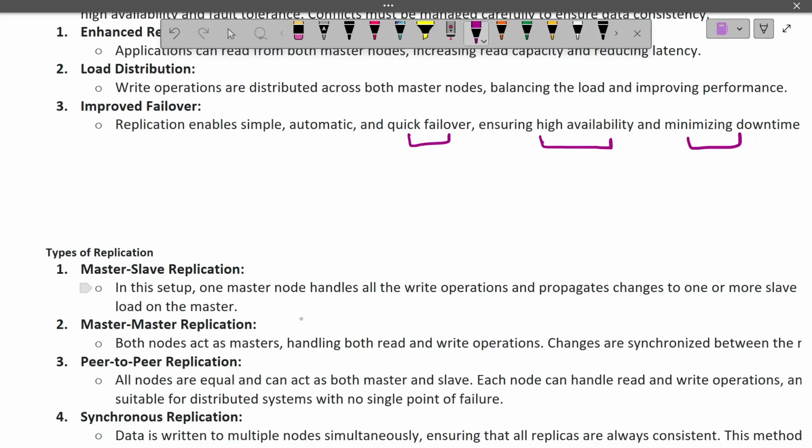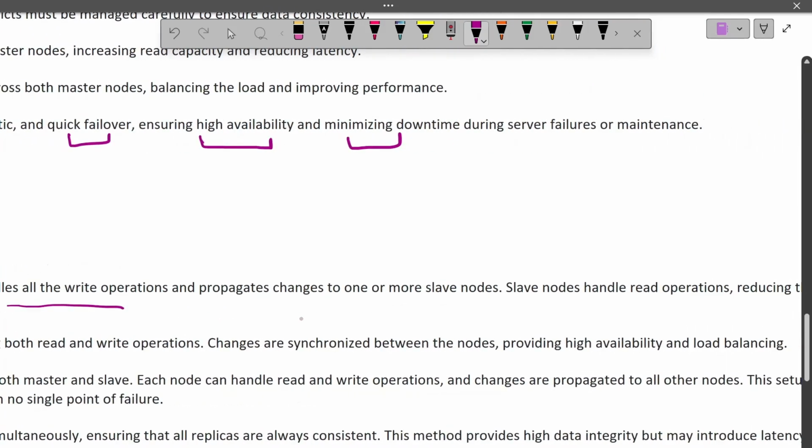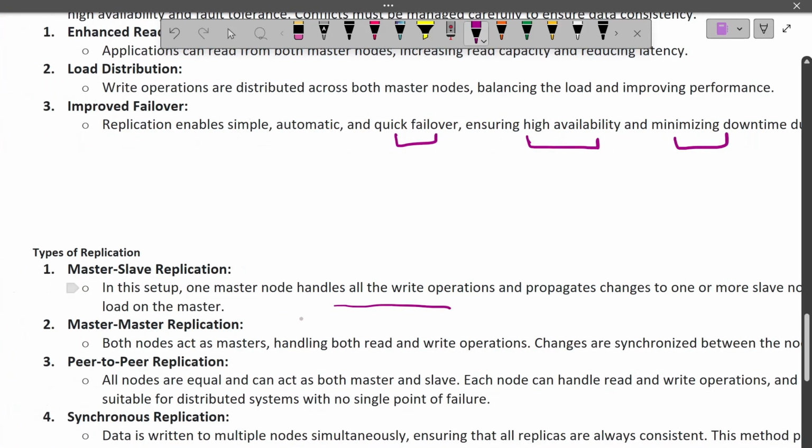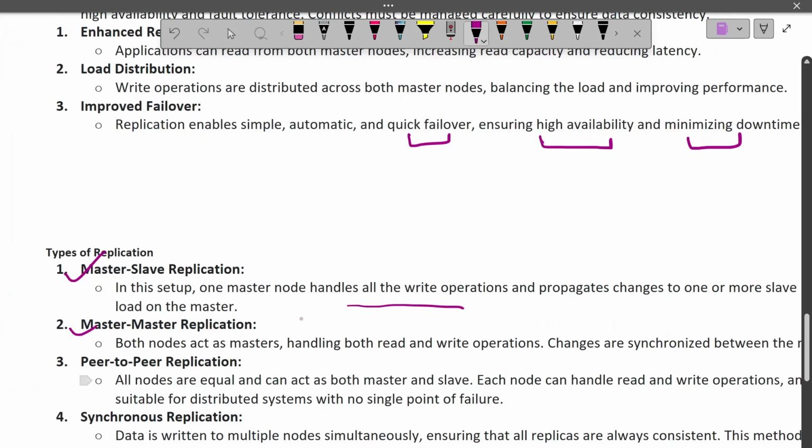In master slave, we understood one master node will handle the write and propagate the changes to the slave nodes. Slave nodes will handle the read operation. We also understood master-master replication, where both of them will handle the read and write. Changes are getting synchronized between the nodes. So when you need load balancing and high availability, and you know that a lot of load is going to come in, master-master replication is required. But whenever you know that the load is not that much that needs to be load balanced, maybe you can go for master slave.